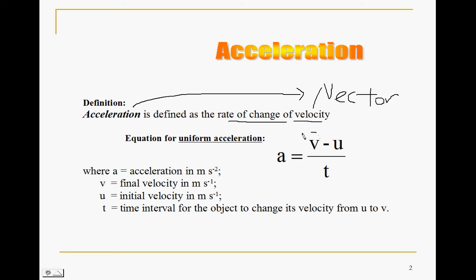Now this is a very important equation for you to learn to calculate acceleration. a equals (v minus u) over t. a stands for the acceleration. The SI unit for acceleration you need to know here: meter per second squared. v is the final velocity, u is the initial velocity, which are all in meters per second. t is the time that the object takes to change its velocity from u to v, and the SI unit for time is seconds.